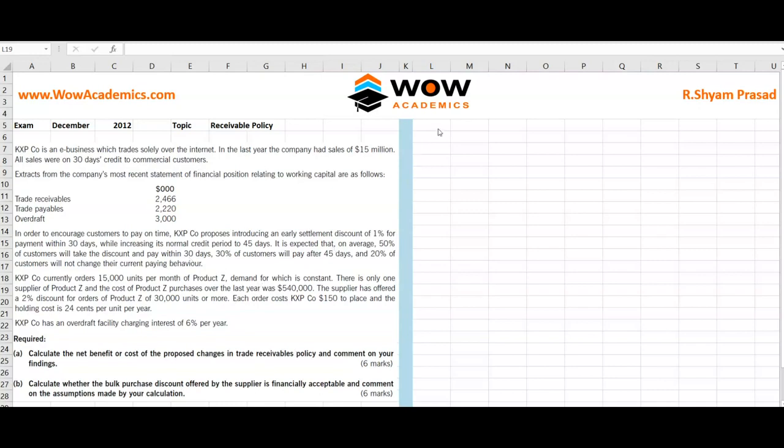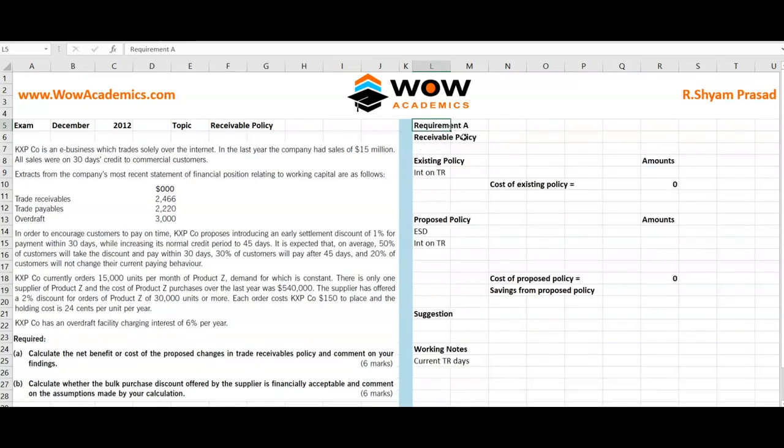So what we'll do is start from a format which I have already prepared. We'll start from this requirement A, receivable policy. There are two policies here. One is the existing policy, and the other one is the proposed policy. So we'll find out the cost of the existing policy here. In the existing policy, we are having a lot of credit sales, and with these credit sales, we are trying to give 30 days of credit to our customers, but we are not sure how many days of credit they take. So first we'll find out how many days they are taking to pay.